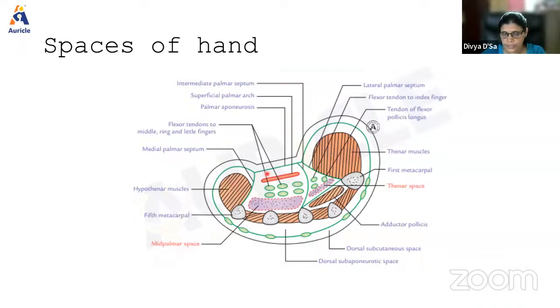Distally, this mid-palmar space becomes continuous with the medial 3 web spaces through the 3 lumbricals.